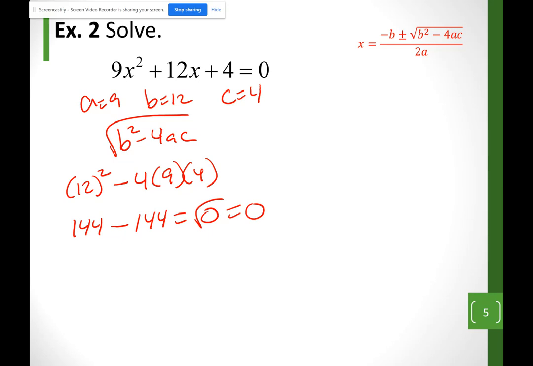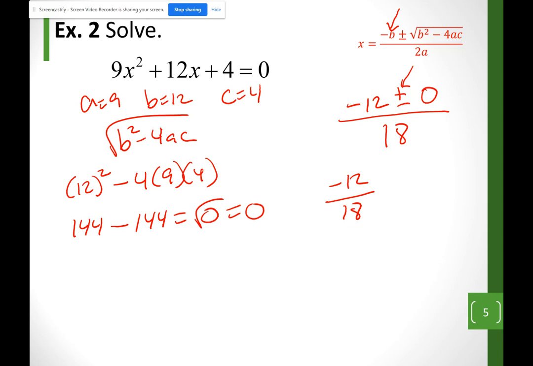Now let me use the whole formula. Negative b. So I'm going to write negative 12 plus or minus 0, because I just worked that, all over 2 times a, that gives me 18. All right, so now I'm going to get my answers from here. The first case, let me do the plus sign. Negative 12 plus 0 is negative 12 over 18.